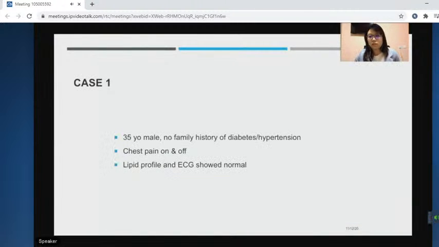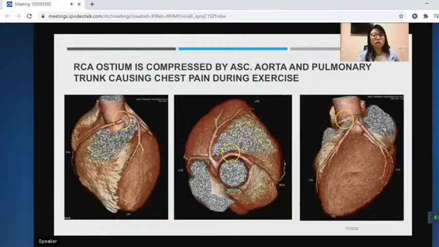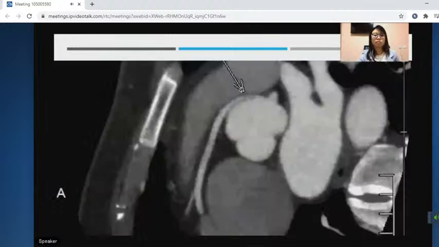So let's share some cases that we have done in our centers, and I think it's quite interesting. This is a 35-year-old male, with no family history of diabetes or hypertension. He has chest pain on and off. Lipid profile and ECG show normal. After he came for the scans, we found out this patient has an RCA ostium compressed by the ascending aorta and pulmonary trunk. And when he exercised, he felt the chest pain.